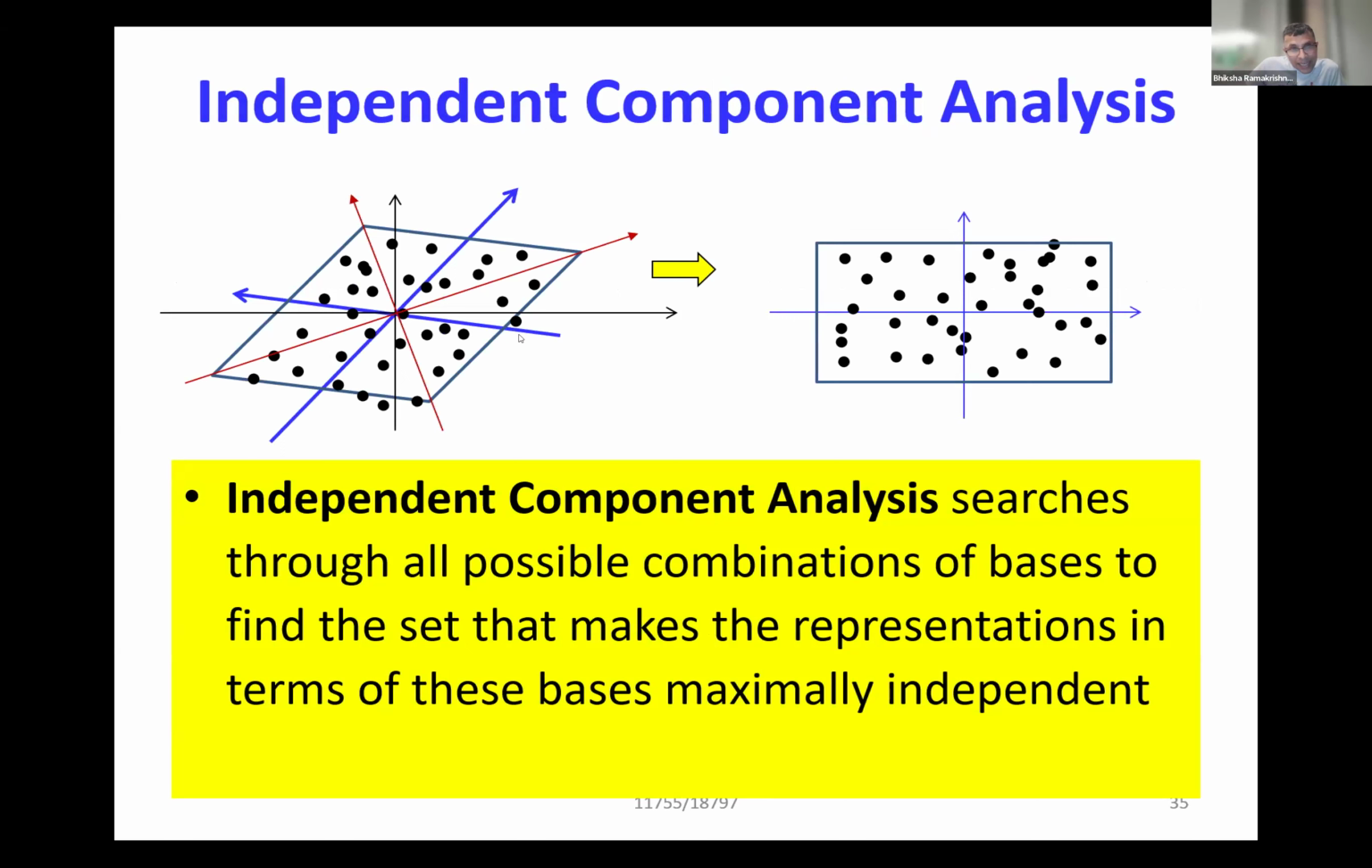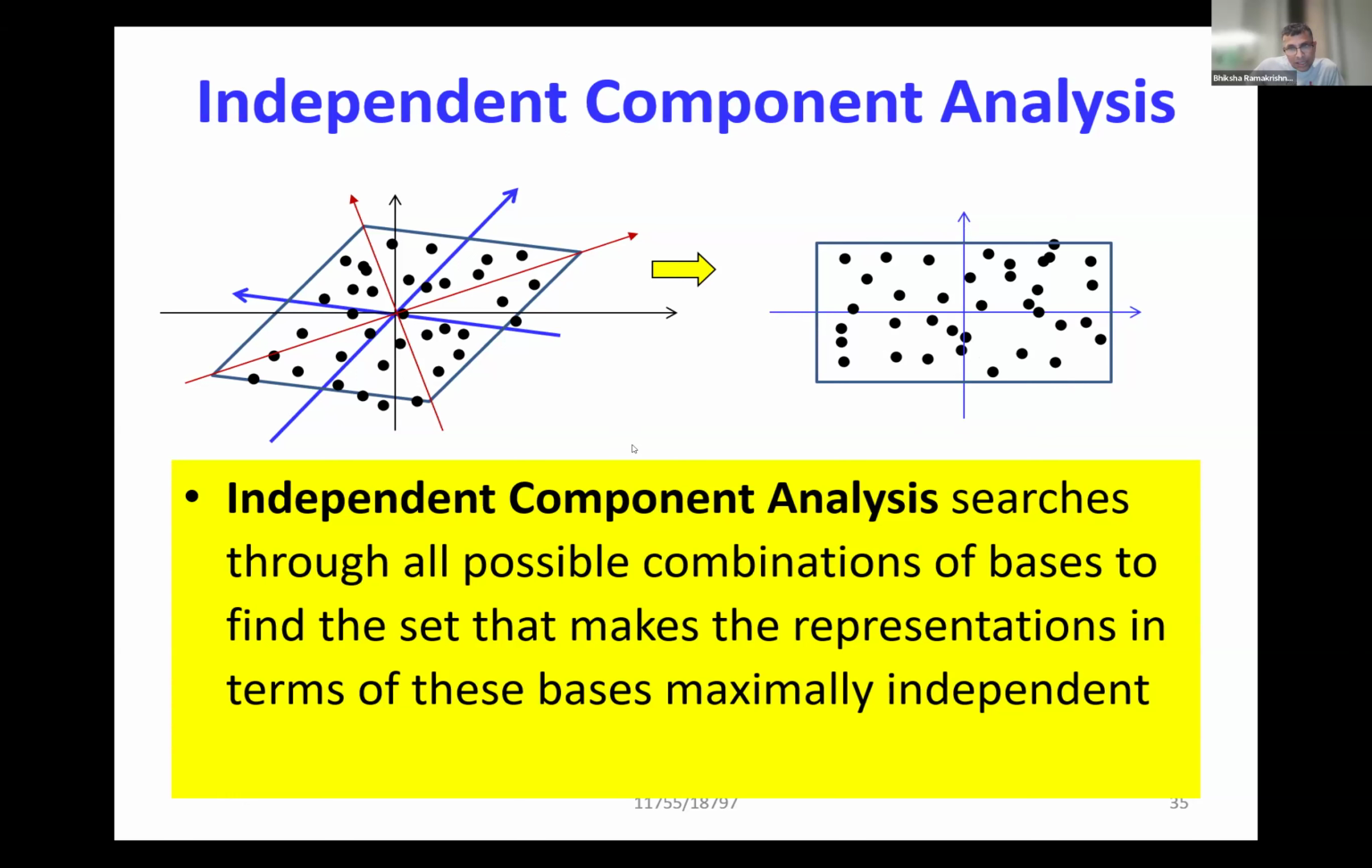If I make these axes my new axes, not only are the x and y components uncorrelated, what you find is that the distribution of y, the entire distribution of y, not just the expected value, is the same at every value of x. And similarly, the distribution of x is the same at every value of y. If we find these axes, then the resulting components are statistically independent. And so this is independent component analysis.